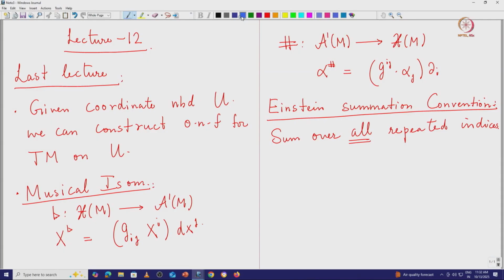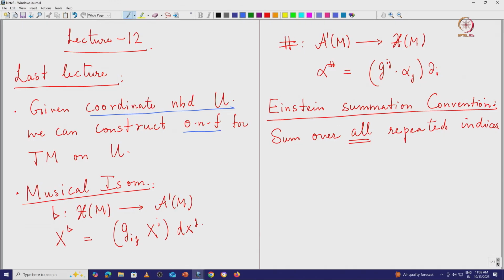So firstly, we discussed the construction of a local orthonormal frame for the tangent bundle. This can be done on any coordinate neighborhood U. As soon as you choose a coordinate neighborhood, one can take the standard basis for the tangent bundle on the coordinate neighborhood, namely del 1 up to del n, and then do a Gram-Schmidt process and end up with an orthonormal frame for the tangent bundle.